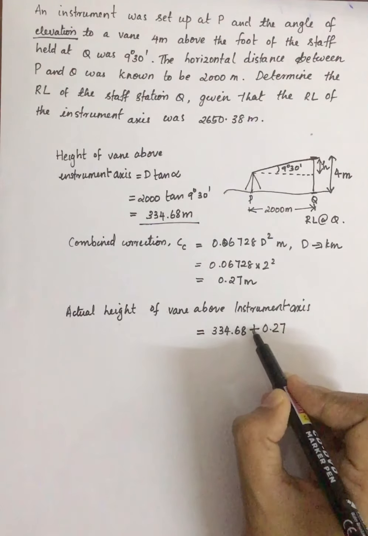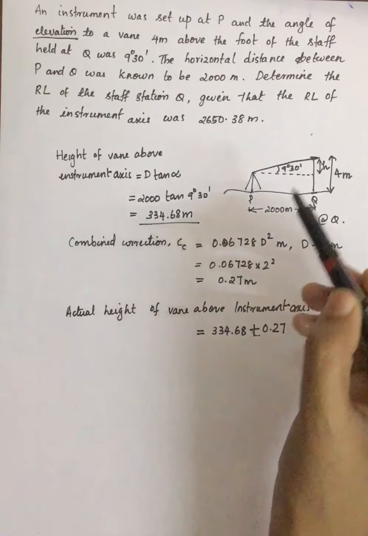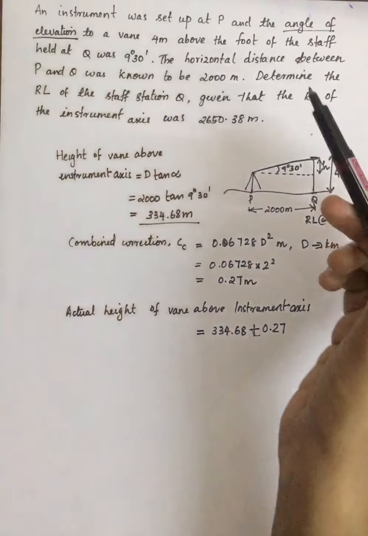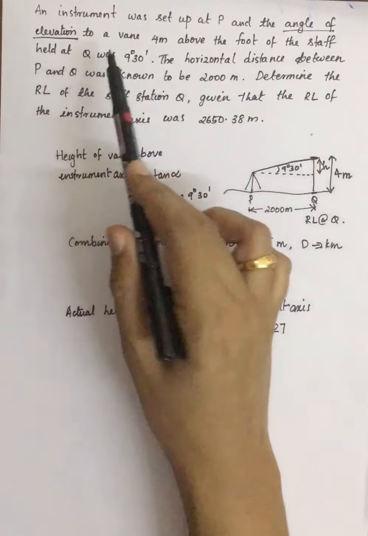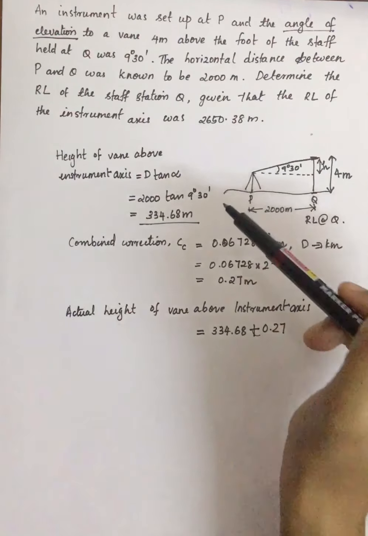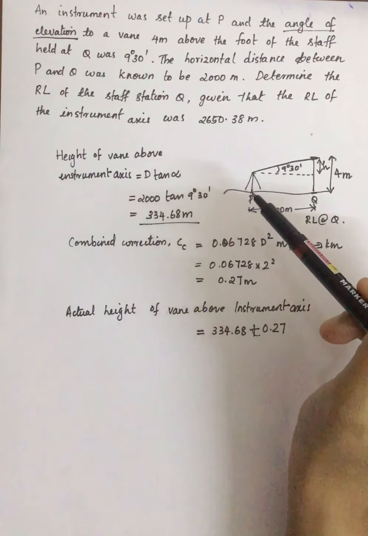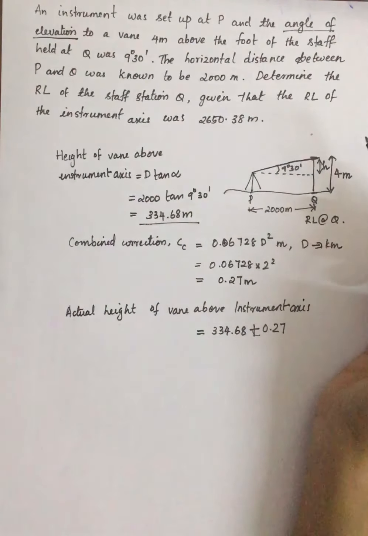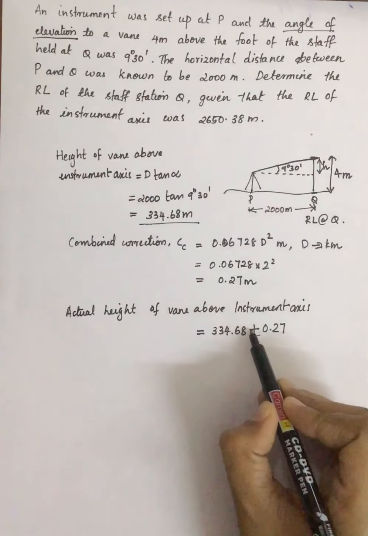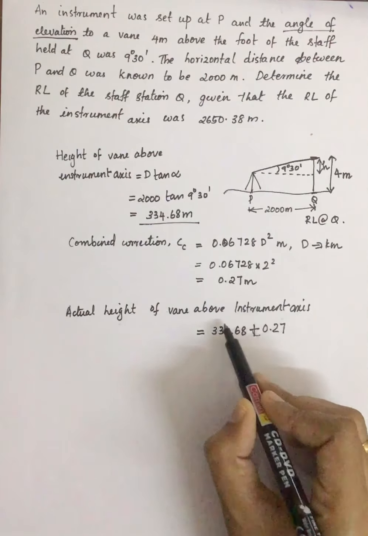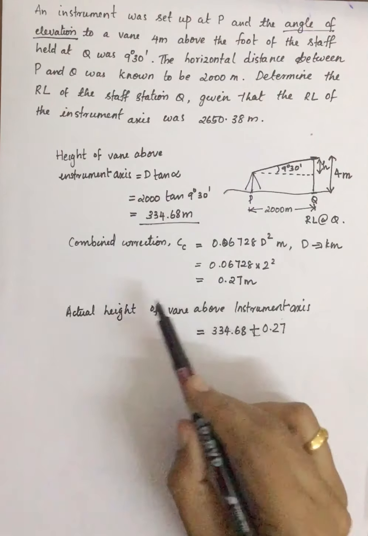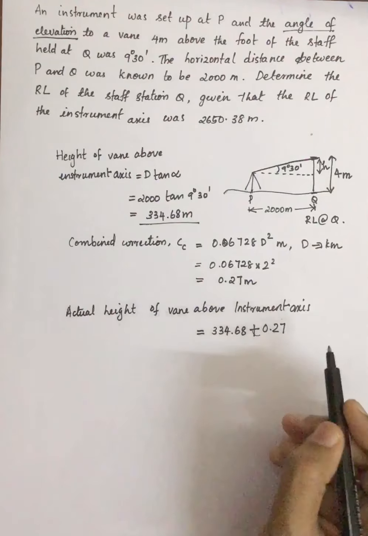Why do we add this CC? Because it is angle of elevation. Suppose in the question it is given angle of depression, the observed angle is negative and the combined correction due to curvature and refraction is subtractive. So if it is angle of depression, you have to deduct the CC from the obtained value. Then only you will get the actual height of the vane.